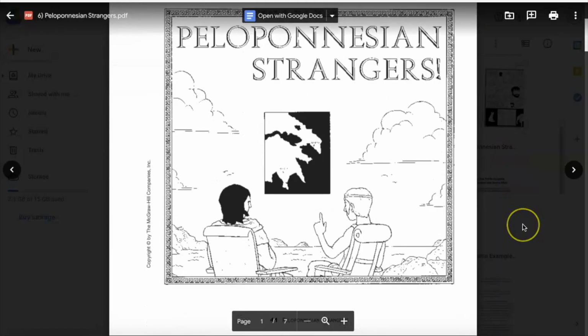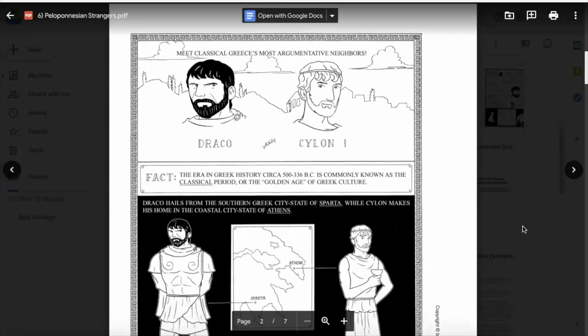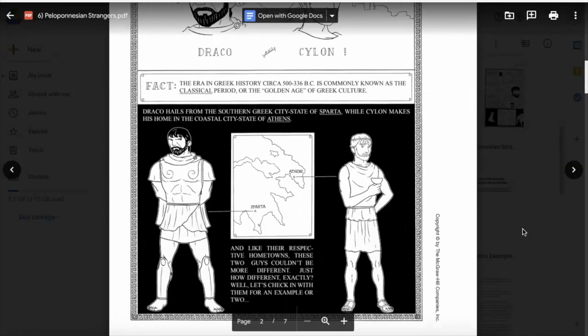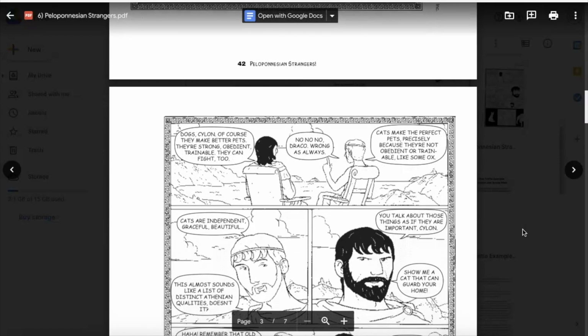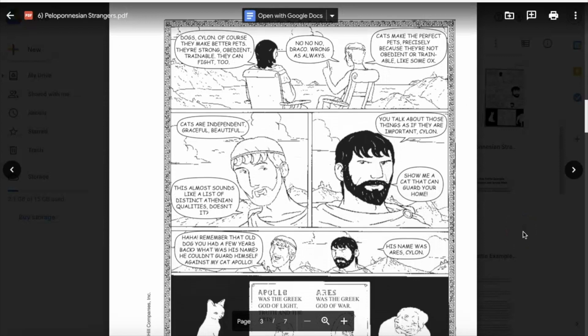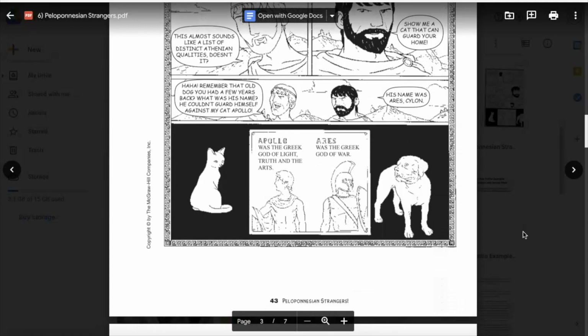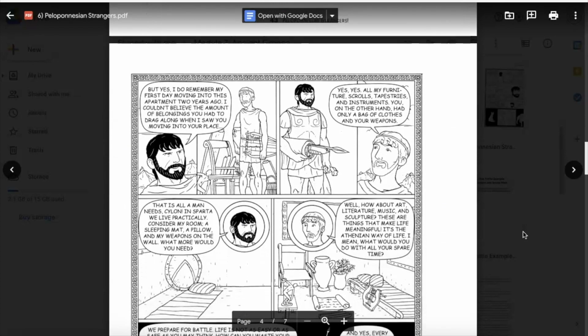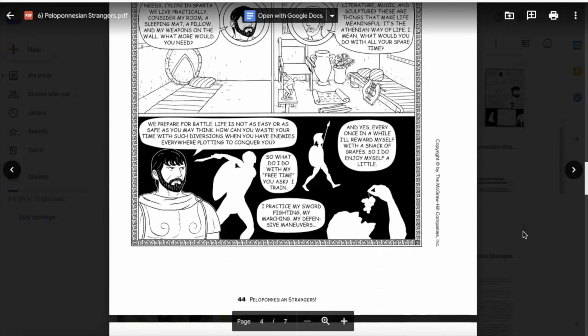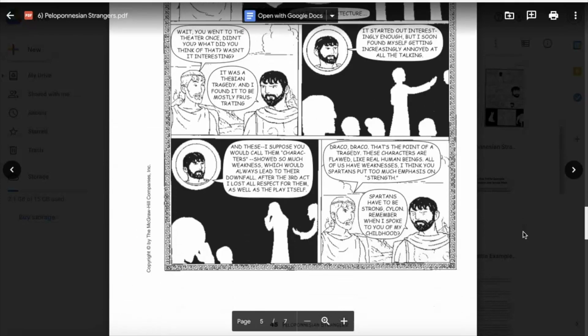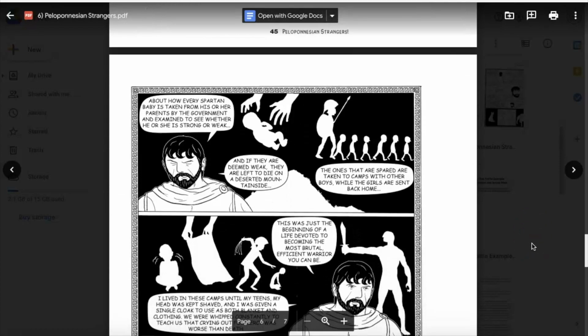Yes. There's also a really good comic strip. This was from, I think, McGraw-Hill. This probably came out a while ago, but it has the two friends, I think it's Draco and Cylon from Athens and Sparta, and they're just sitting around talking about the differences between Athens and Sparta, like the homes that they have, the activities they grew up participating in. Again, obviously it's catered and meant for middle schoolers. That gives a really good idea of the main cultural differences between the two different groups in Greece. And it's called Peloponnesian Strangers.